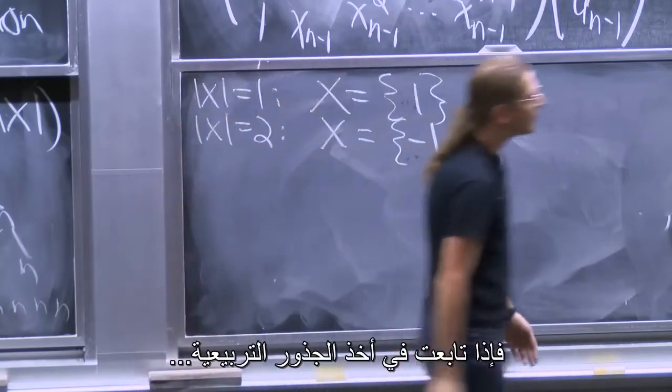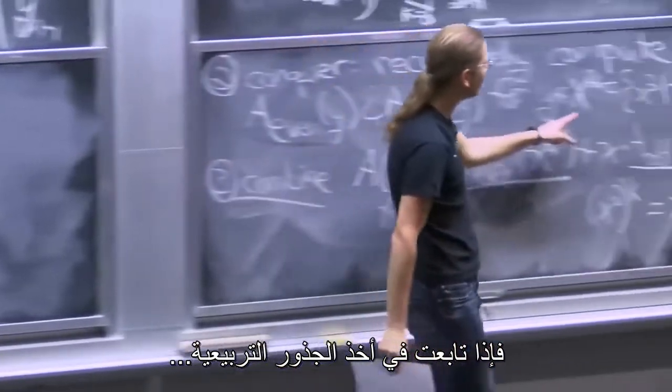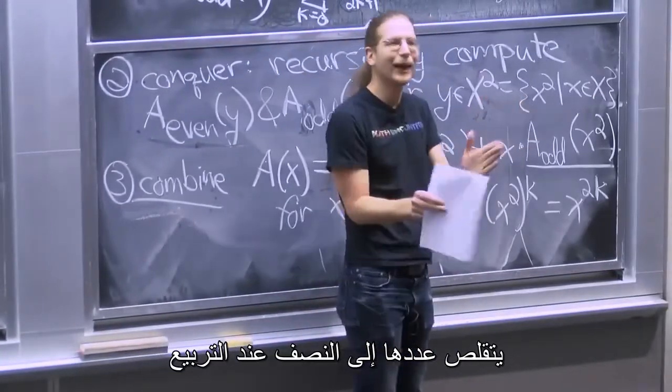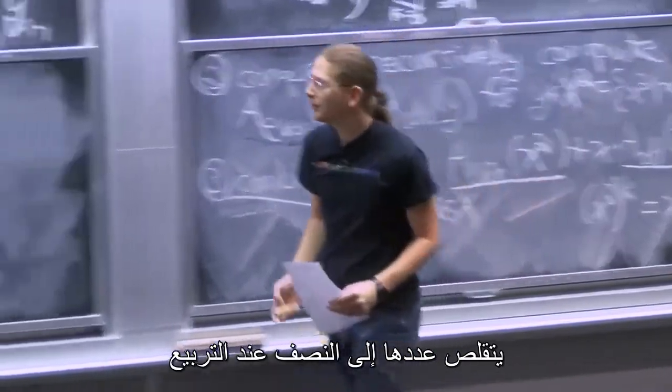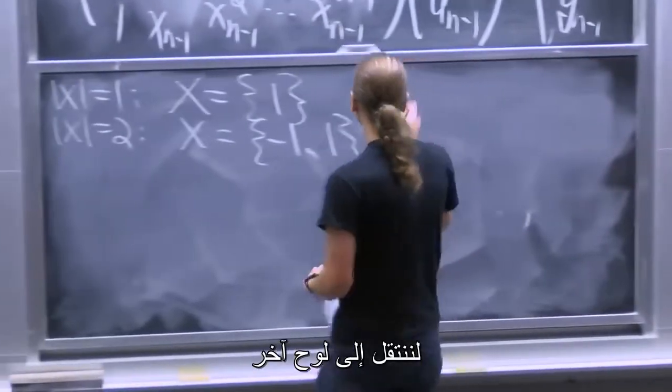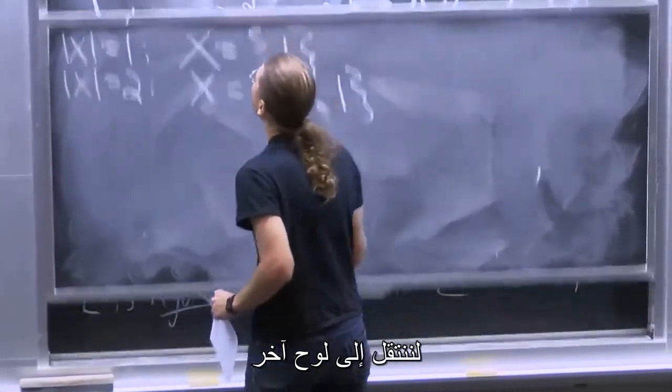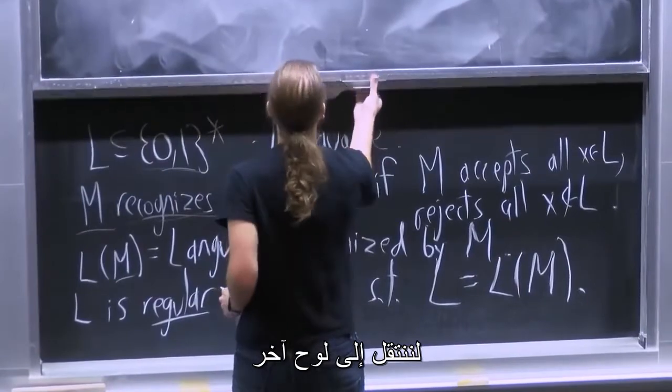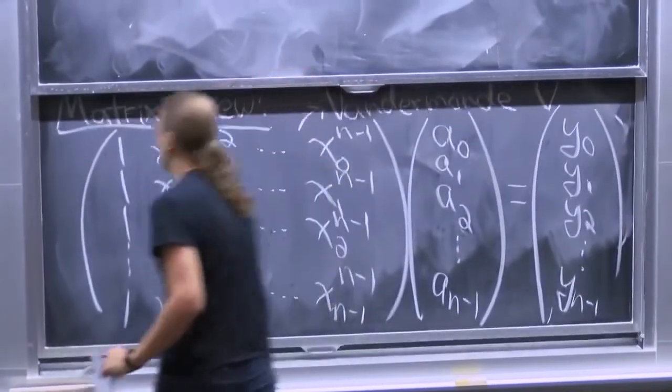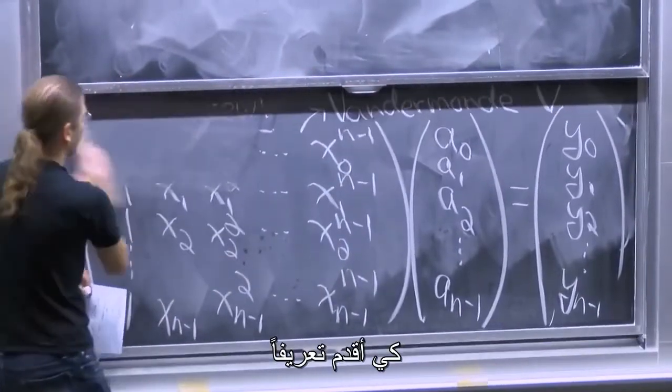Interesting. So that means if I just keep taking square roots, when I square them, it collapses by a factor of 2. Let me go to another board and define something.